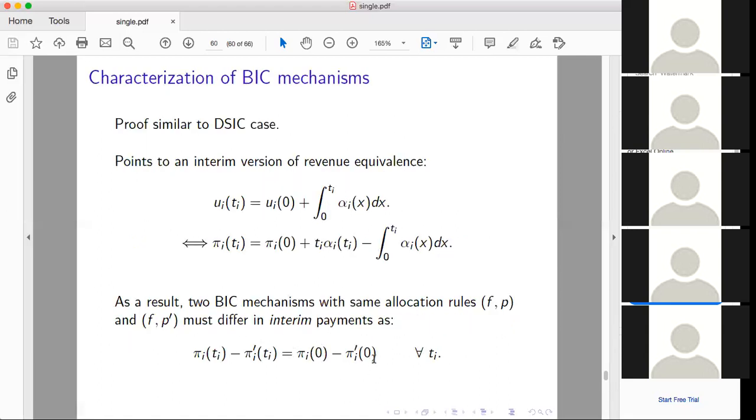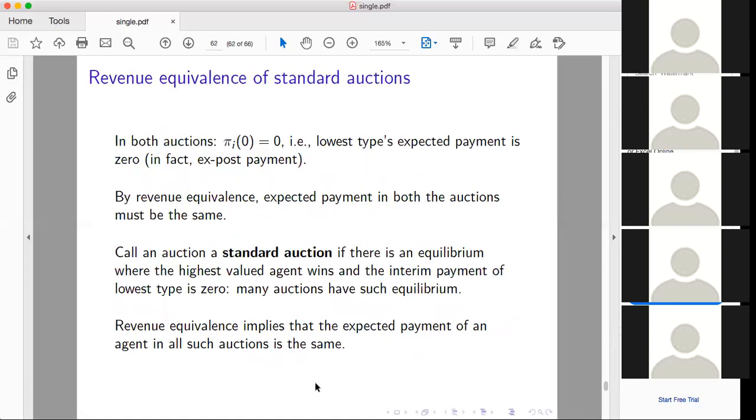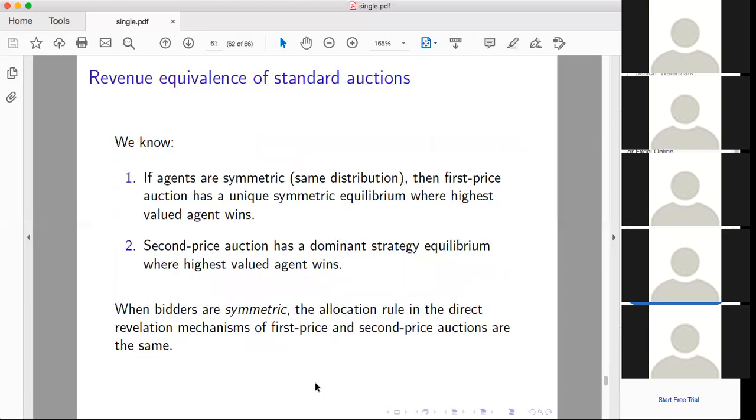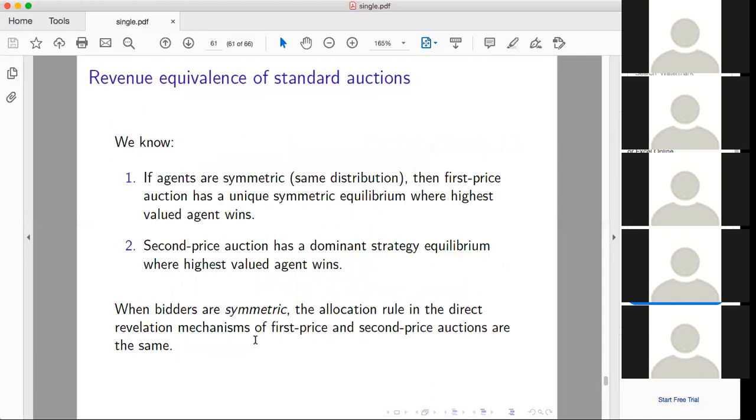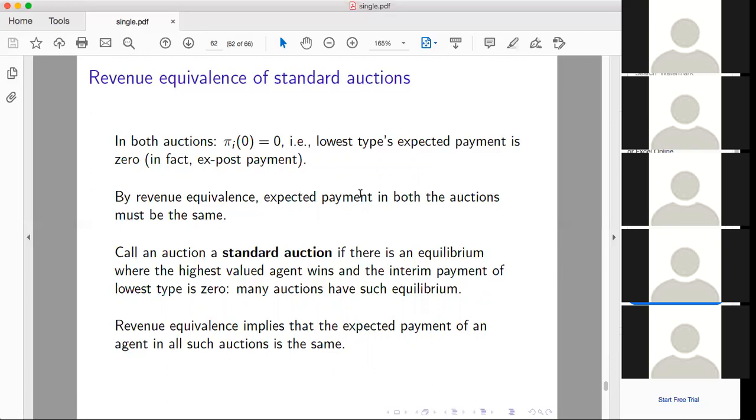Now all we need to make sure is that the interim payment of the lowest type is the same. And that is indeed the case in both the auctions, first price and second price. If your type is 0, you pay 0. Hence, in expectation also, your expected payment will be 0. But then immediately what this means is that this term is 0, and hence these must be equal at every type. So by revenue equivalence, expected payment in both the auctions must be the same.